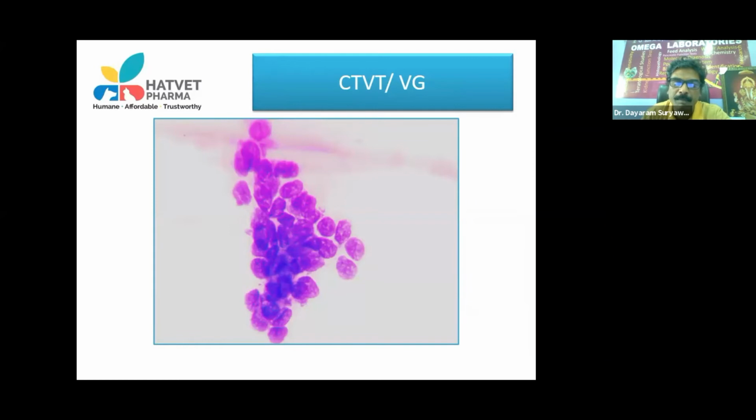Generally the owners complain that there is dribbling of some blood drops during urination, and there is a swelling. In that case, if you take cytology either with a swab or with a cotton swab, we get hexagonal cells, and these are the malignant cells, or histiocytes, that you can observe in venereal granuloma.